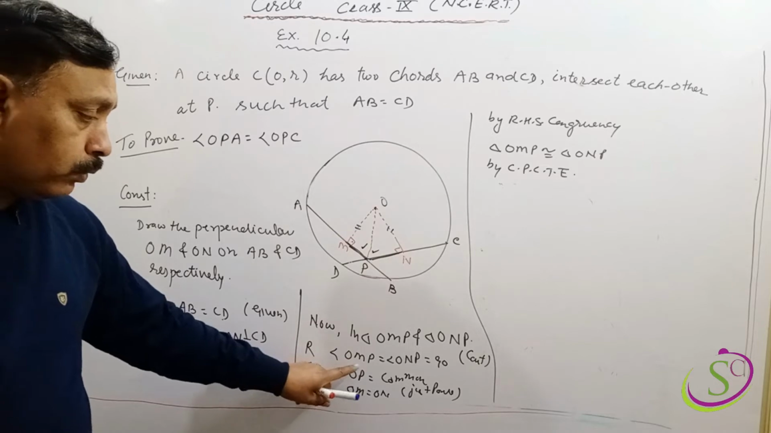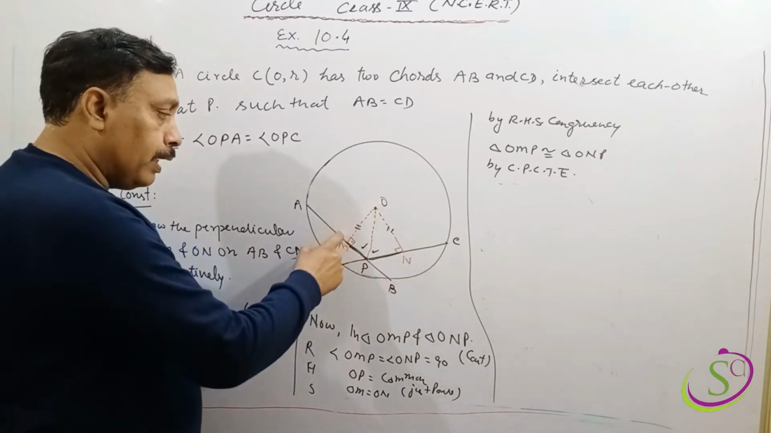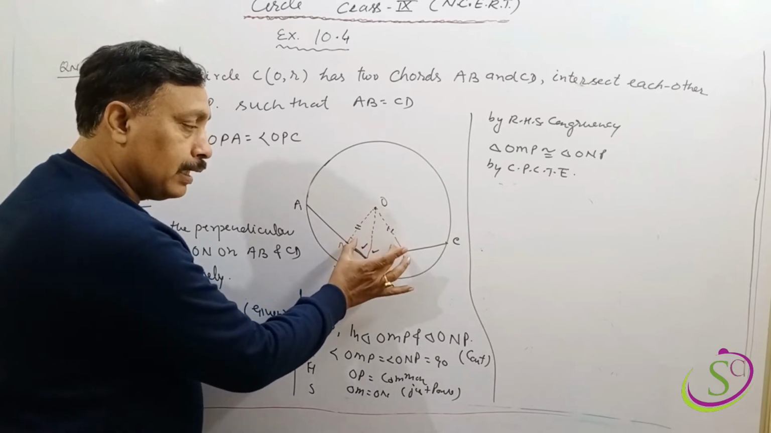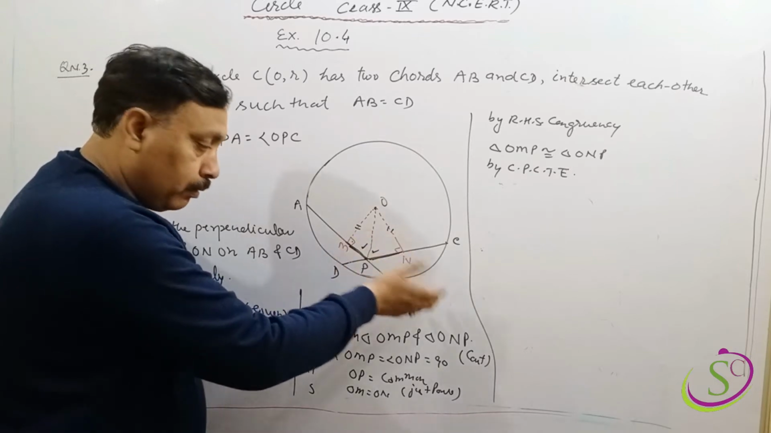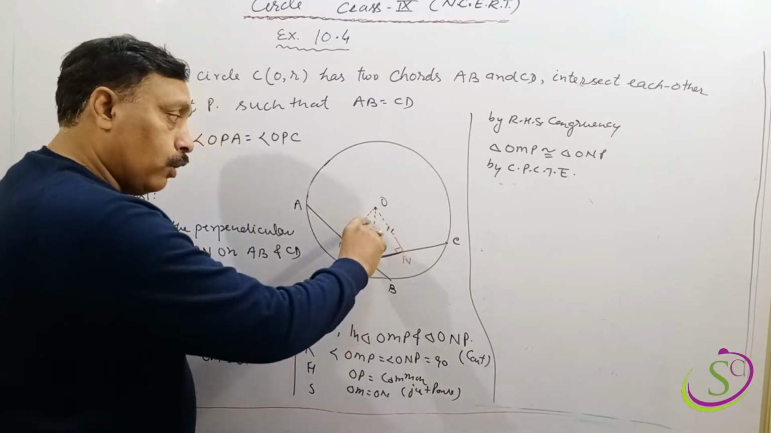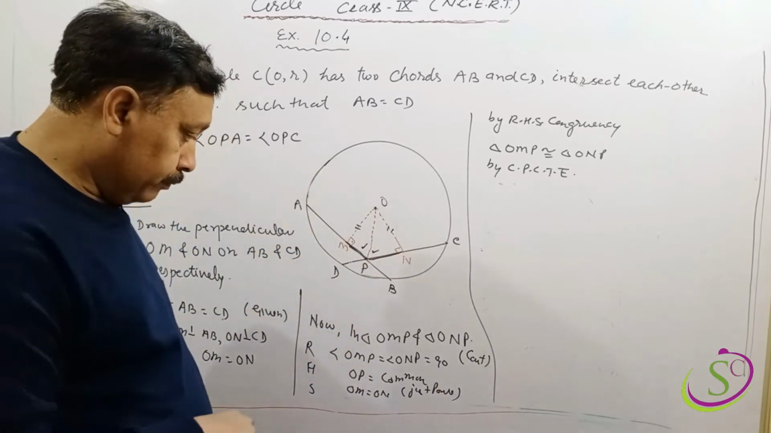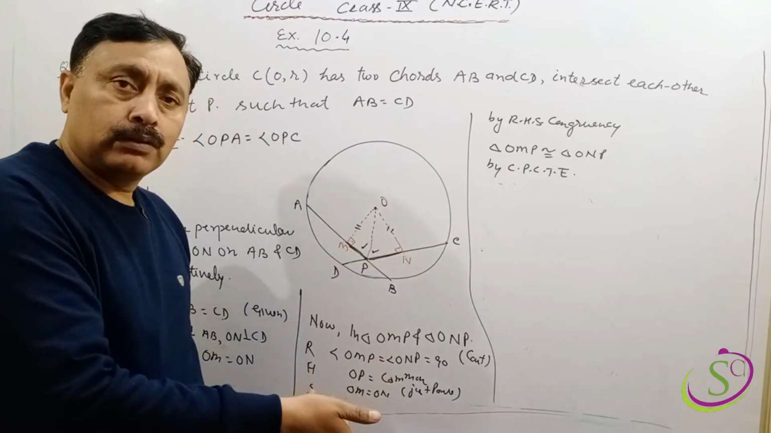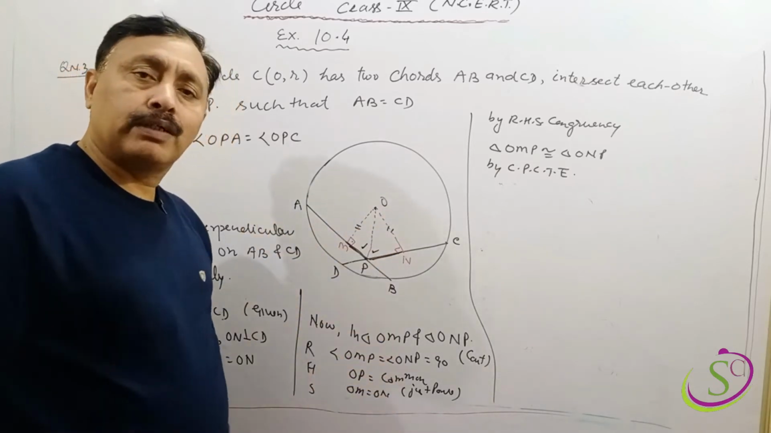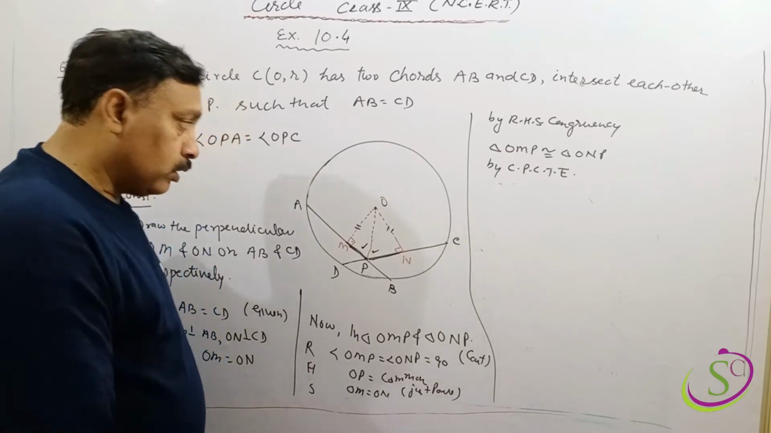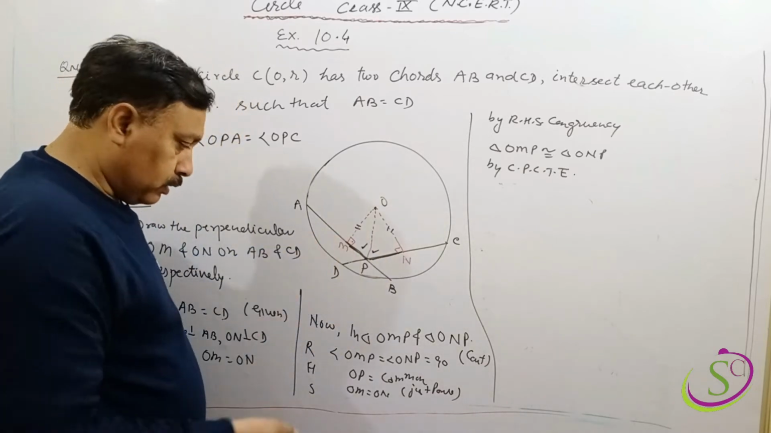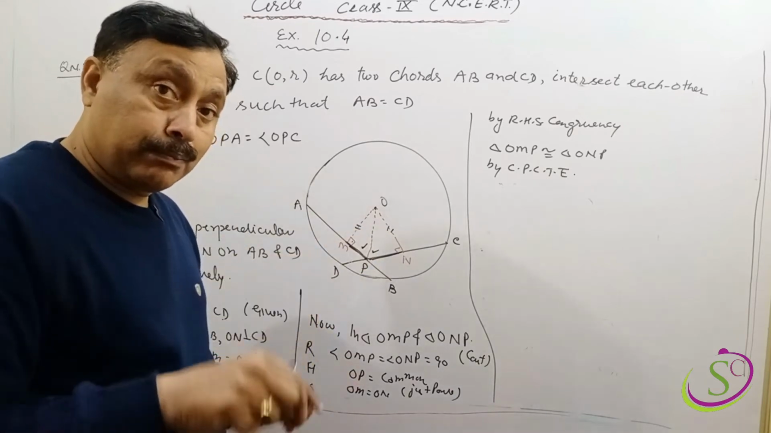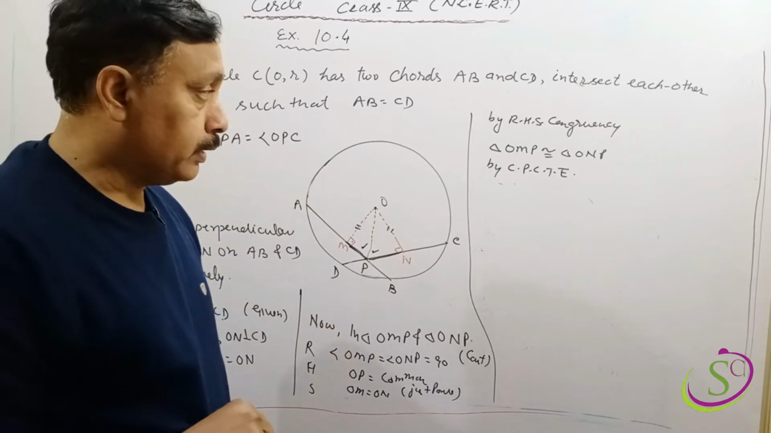देखिए angle OMP, this angle and OMP means this angle, both the angles are right angle, by construction. And OP is the common. Clear? And OM equal to OM, and OM we just proved, because equal chords are having equal distance from the center. So similar to previous question, question number 2, these two triangles are congruent by using RHS congruency.